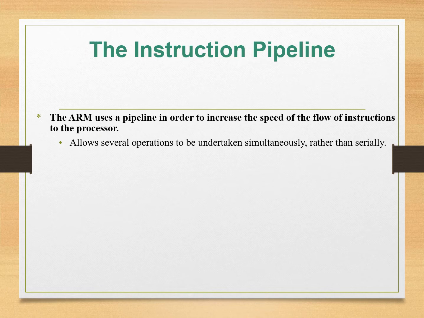This allows several operations to be undertaken simultaneously rather than serially. If you don't have the pipeline, it means that you are executing serially. You have to complete the first one, then go for the next one. To be fetched, to be decoded, and to be executed.